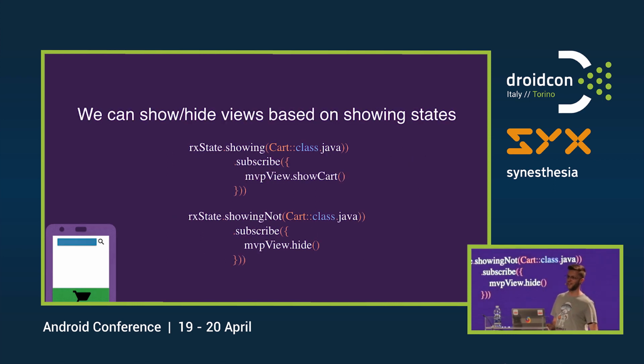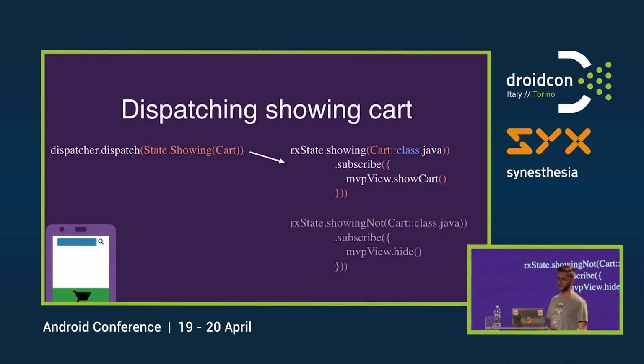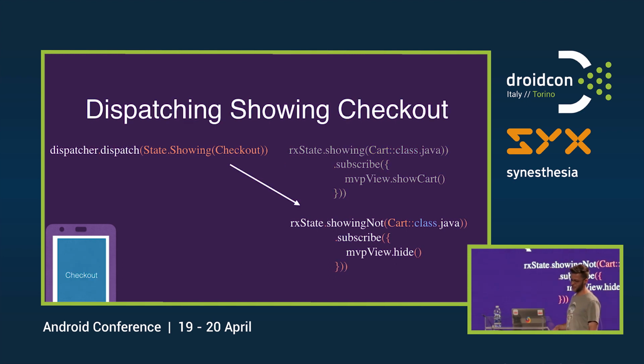So our cart view can listen for both when it needs to show itself and when it needs to hide itself by just saying, give me the state, let me know when someone wants to show me or hide me. So when I dispatch state.showingCart, it'll hit that first function on top. But if I dispatch state.showingCheckout, I can hit that stream on the bottom, and now start hiding my cart view because I need to actually start showing the checkout on the bottom.